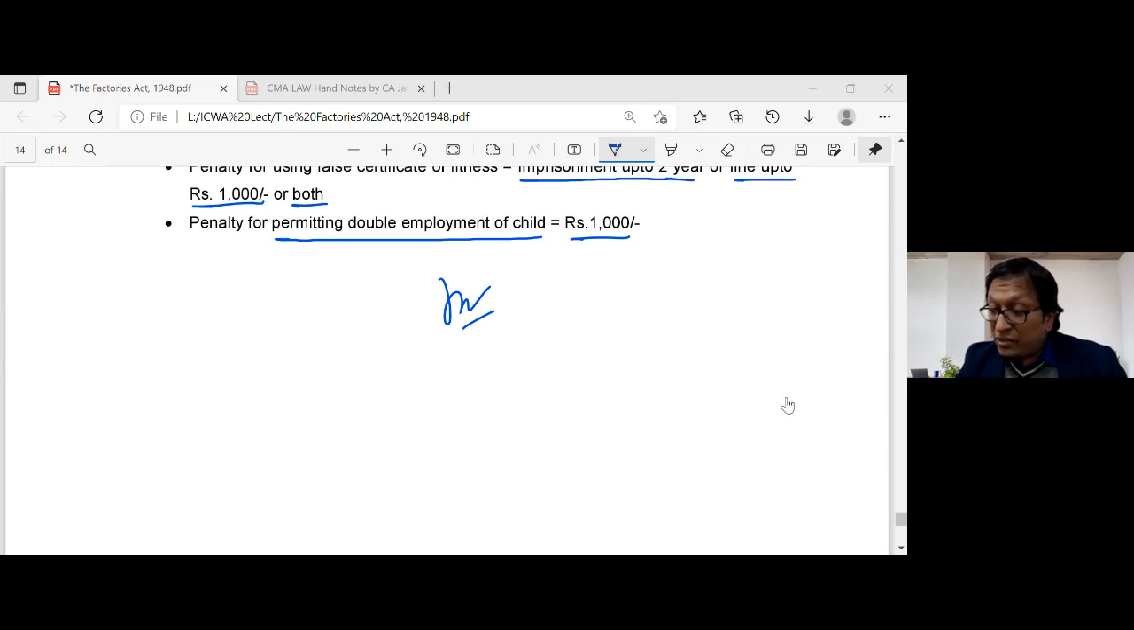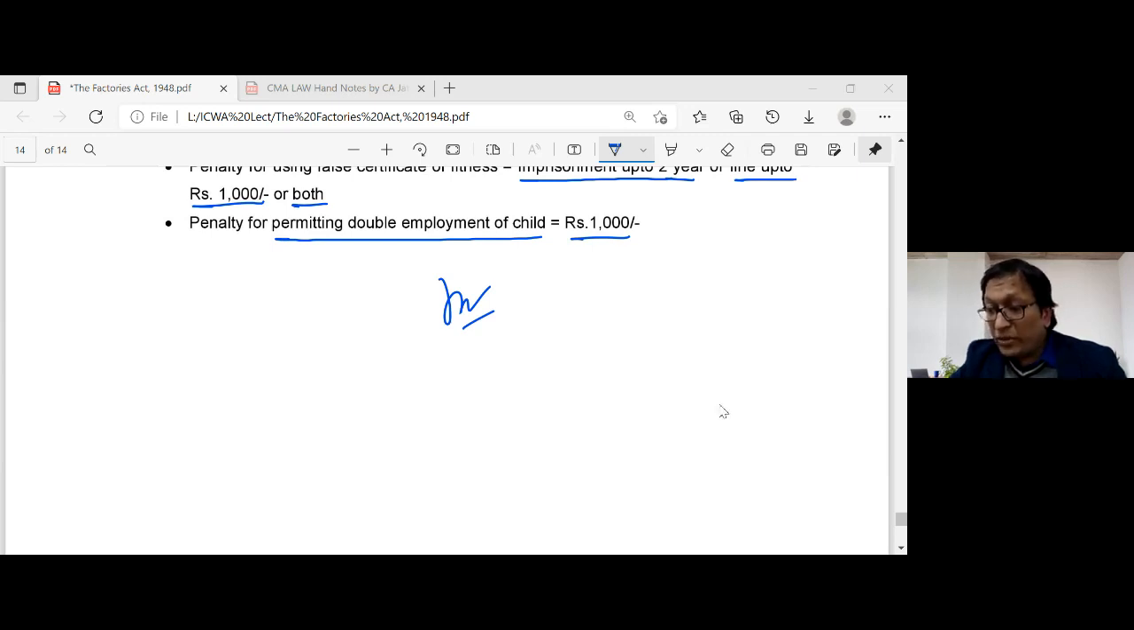If some factory doesn't follow this, then definitely, Isha, they will be facing the consequences. I have told you about the offenses and penalties. So if they are doing some offenses, they will be facing the consequences. Okay. So please give important questions. I've told you the important questions.